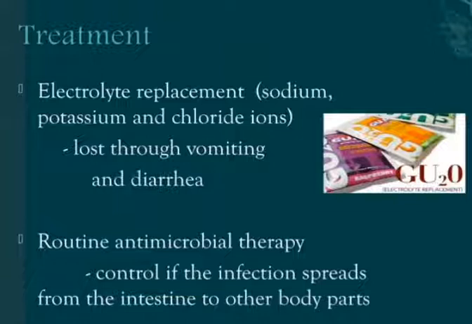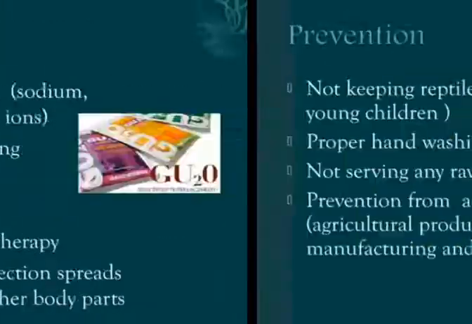Treatment: electrolyte replacement, that is the sodium, potassium, and chloride ions lost through vomiting and diarrhea. So, routine antimicrobial therapy should be given. Control if the infection spreads from the intestine to other parts of the body.